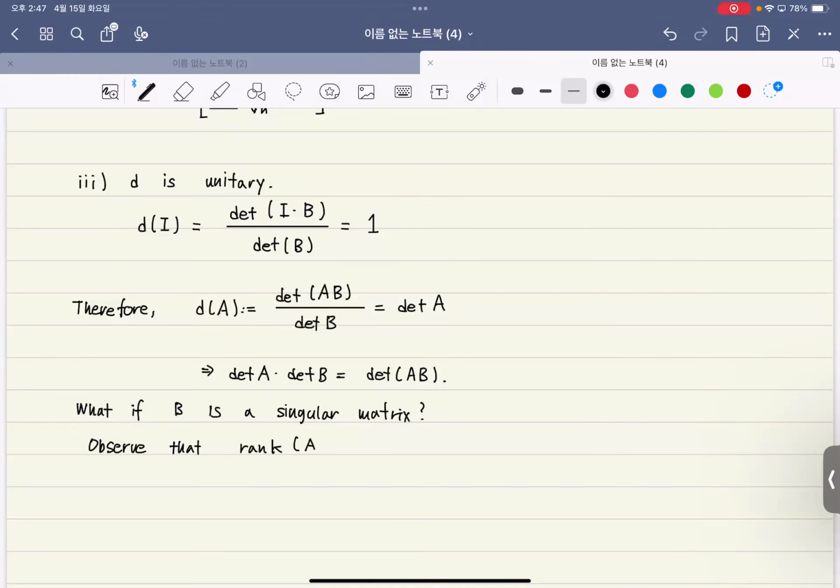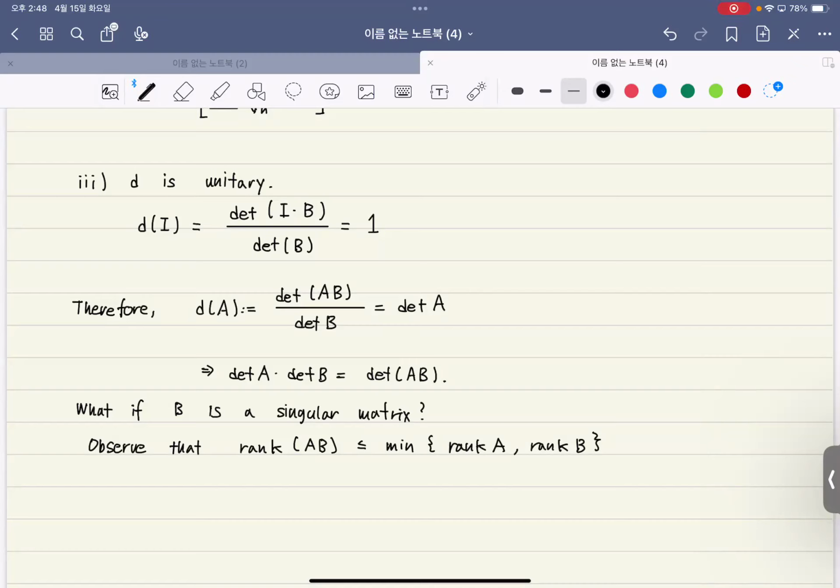The rank of the matrix AB is less than or equal to the minimum of the rank of A and the rank of B. Oh, wait a minute. We have seen this problem before in our midterm examination. Were you able to solve this? Okay, good. The rank of AB is always less than or equal to the minimum of the rank of A and the rank of B.